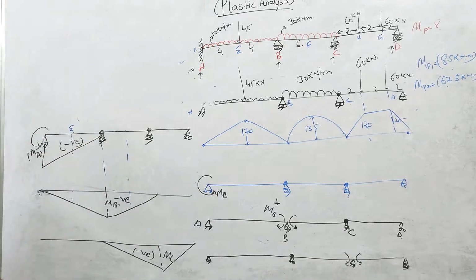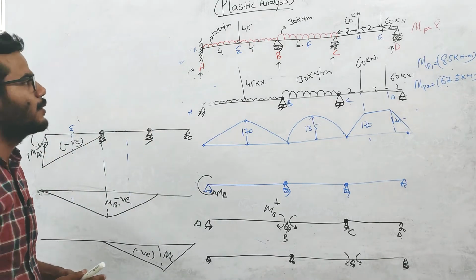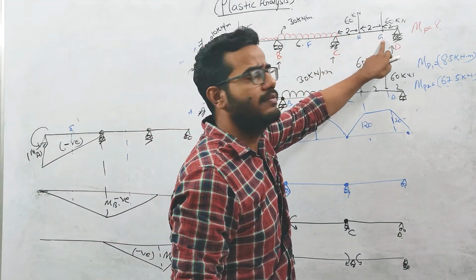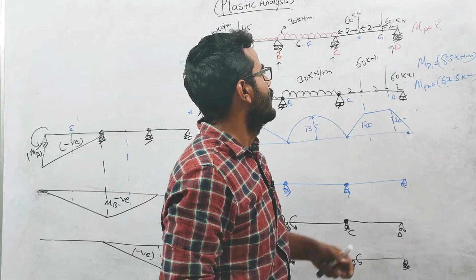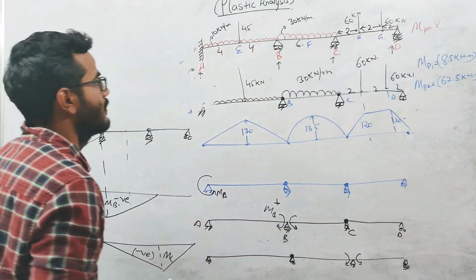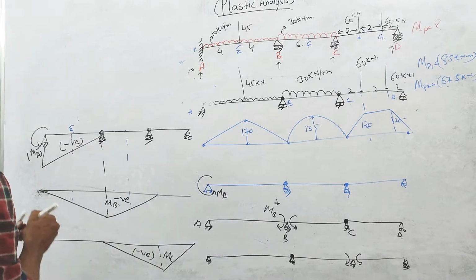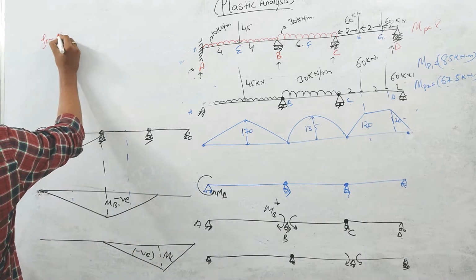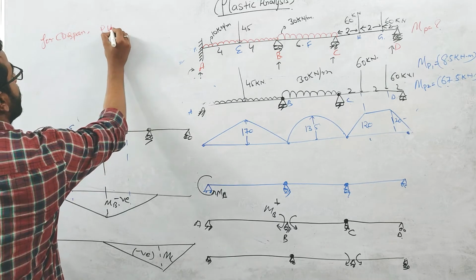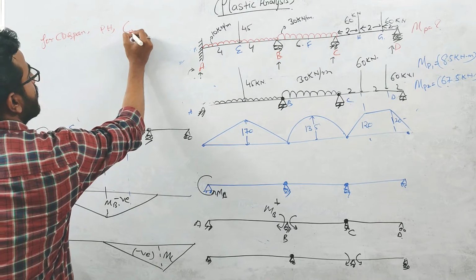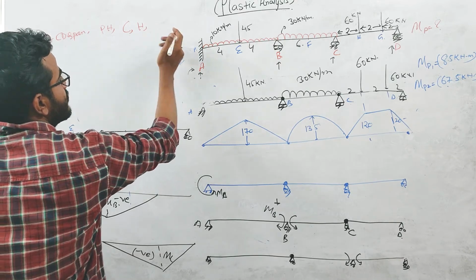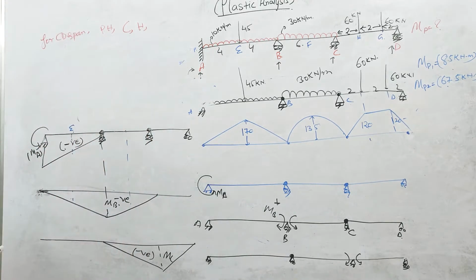As you can see, there are two critical points. One is under this load, and the other is under this load. We will check individually for which the moment value will come out to be maximum. That will be our critical case. Now I'm assuming that for the CD span, the plastic hinges are forming at C, H and D. Not D, because D is already a hinge support; at C and H, right?